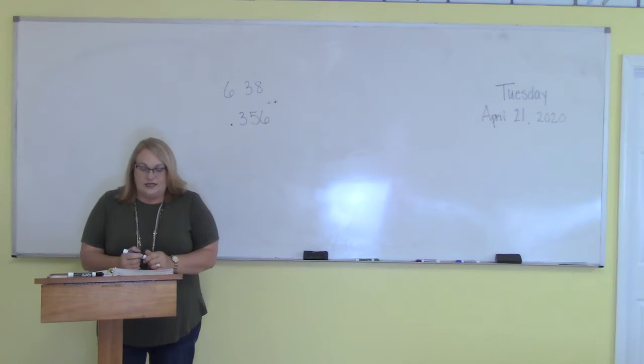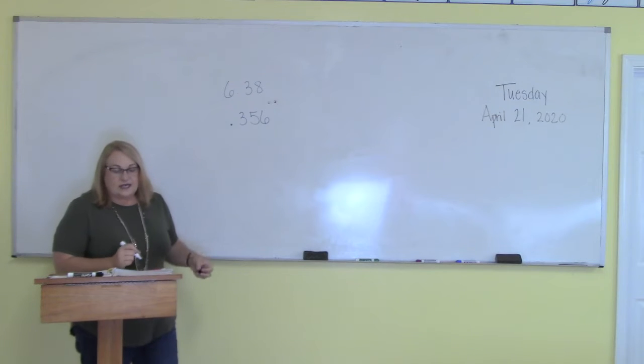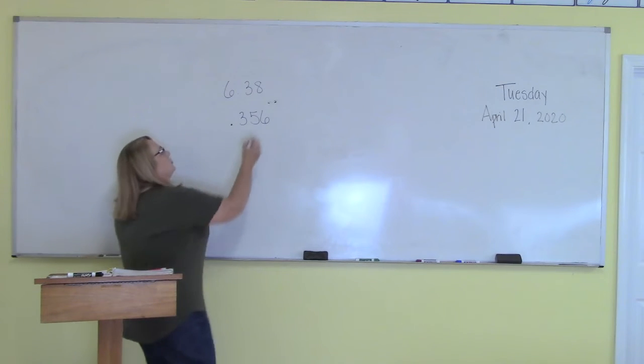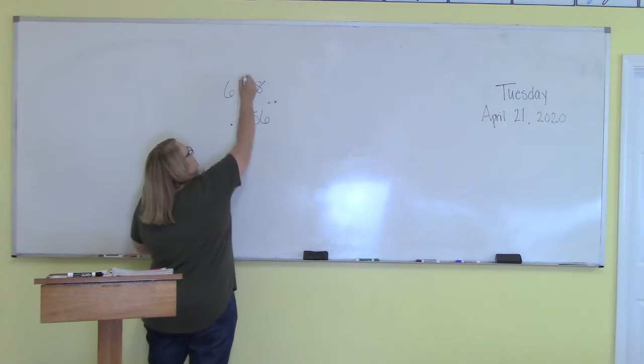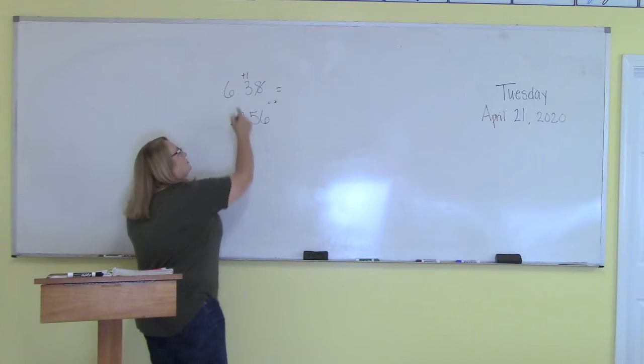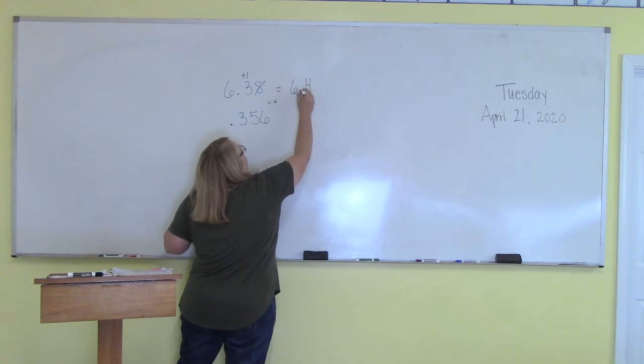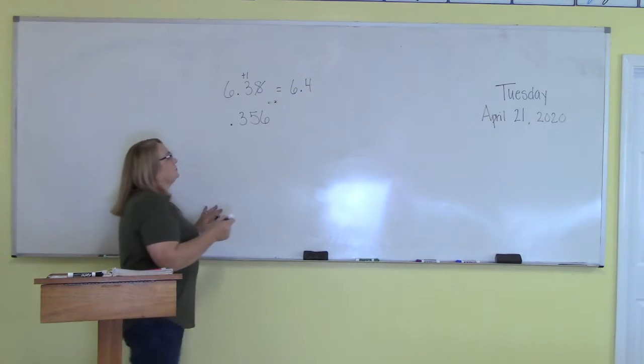Okay, so let's look at an example, 6.38. The 8 is more than 5, so we're going to drop it and add 1 to 3. So when we're rounding, this would be rounded to 6.4 or 6 4/10.